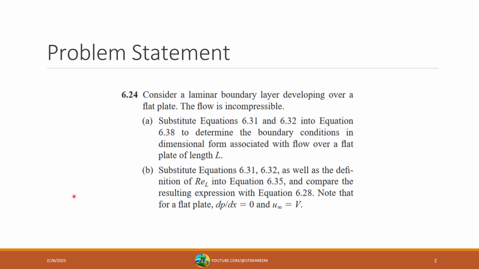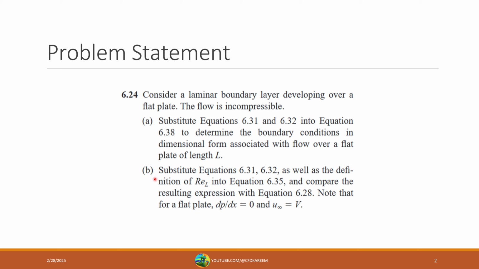Hello everyone, the problem that we're going to look at today is 6.24 from Fundamentals of Heat and Mass Transfer by Bergman and Lavine. The problem is stated as follows. It says, consider a laminar boundary layer developing over a flat plate and the flow is incompressible. And the first thing we're asked to do is substitute equation 6.31 and 6.32 into equation 6.38 to determine the boundary conditions in the dimensional form associated with flow over a flat plate of length L.